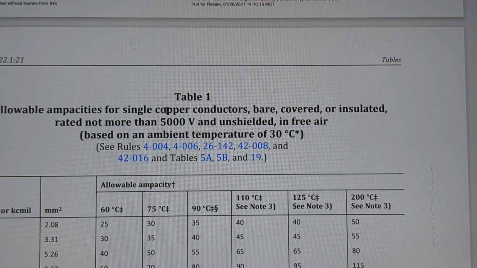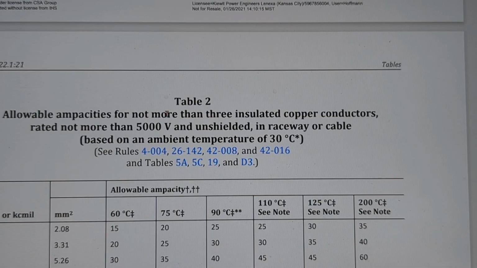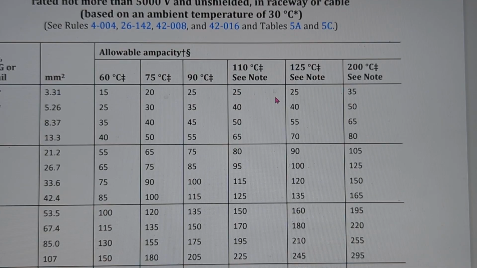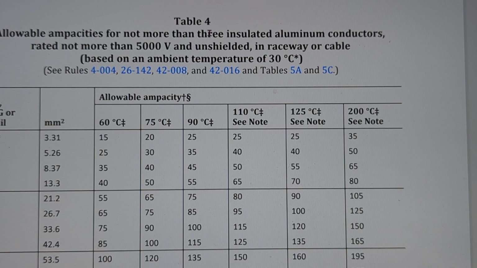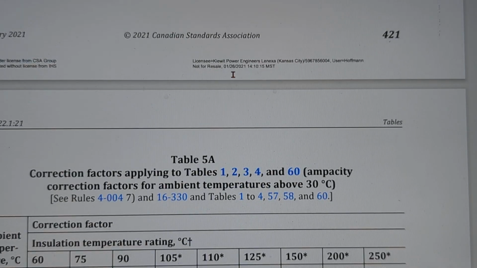So you can see this is copper conductor, and this is not more than 3 insulated copper conductors. Similarly, we have aluminum single conductor, this one, and in chapter 4 we have not more than 3 insulated conductors. And now we move on to chapter 5.